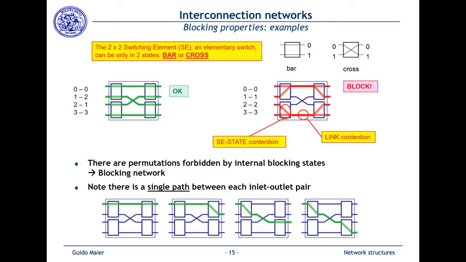So what happens now? Here is the 0, 0. This goes down and then up. You have 1, 1, 2, 2, and 3, 3. So this suggests that this network may be non-blocking. You can try yourself to see that all the four factorial permutations that you can require can be set up. And if you do it, you will discover that actually this network is non-blocking. So you can perform all the permutations.